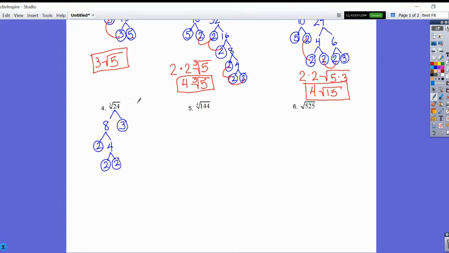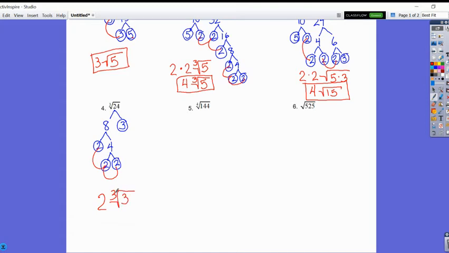So I'm thinking about a cube root. I've got to look for groups of 3. I need the same number 3 times to be a match, to be a group. So there it is. Every time I find that group, I write the number once. And any values that do not have a match stay inside of the radical.